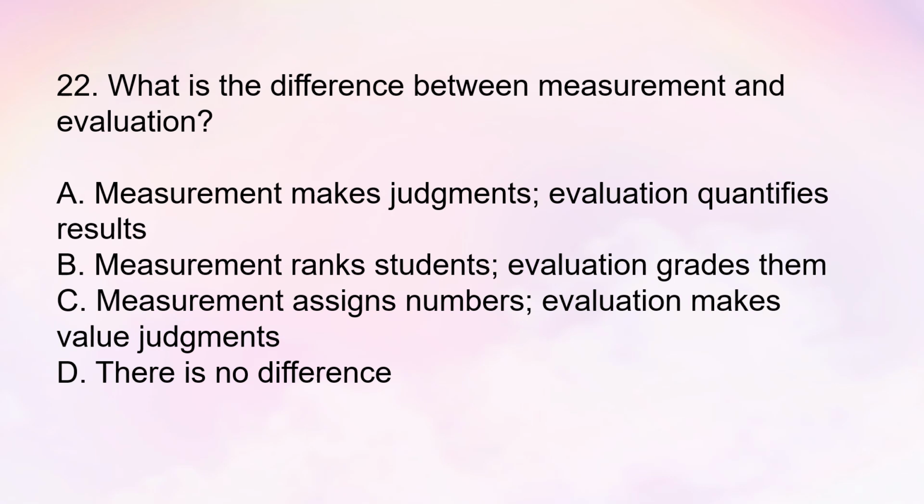Number 22, what is the difference between measurement and evaluation? Letter A, measurement makes judgments, while evaluation quantifies results. Letter B, measurement ranks students, while evaluation grades them. Letter C, measurement assigns numbers, while evaluation makes value judgments. Or letter D, there is no difference.